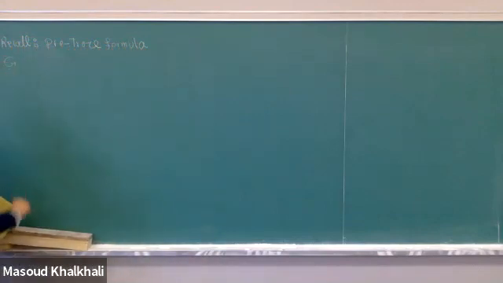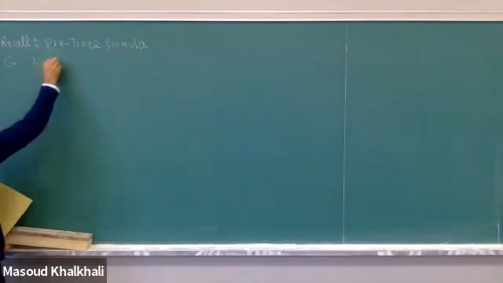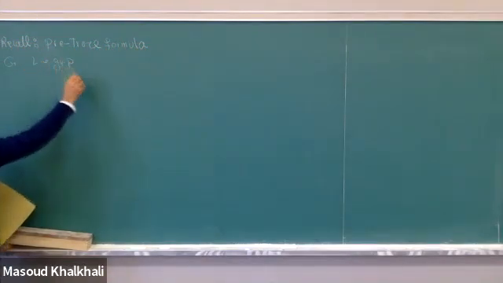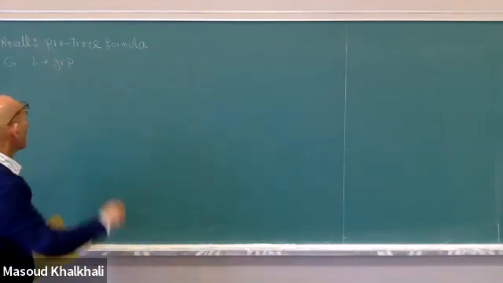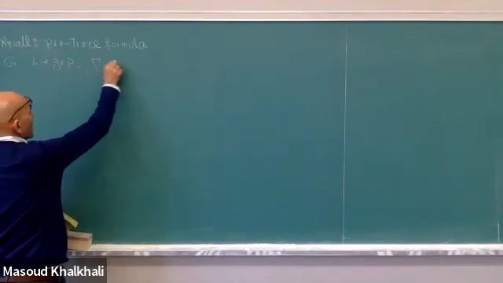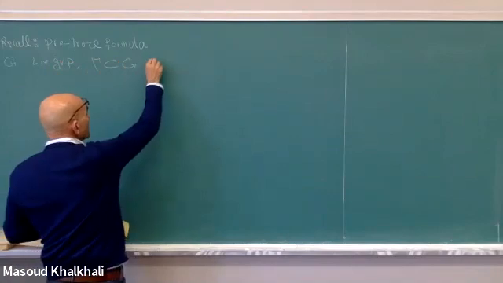G was a Lie group, for example, need not be compact. And gamma inside G is a co-compact lattice.